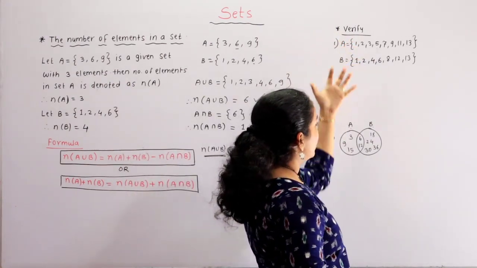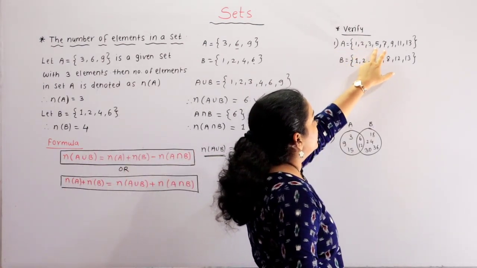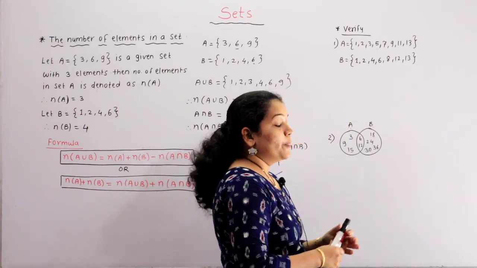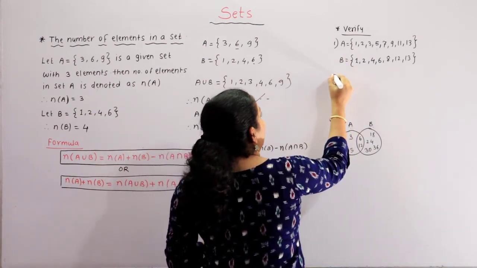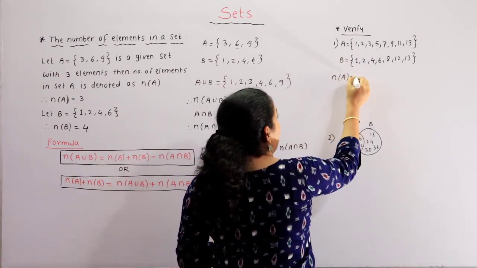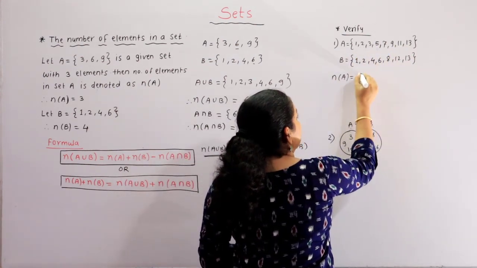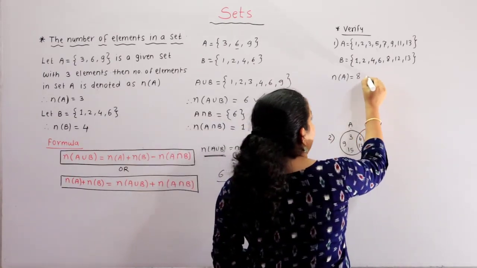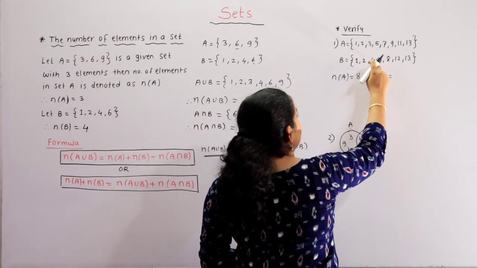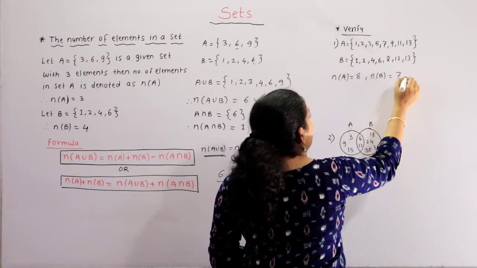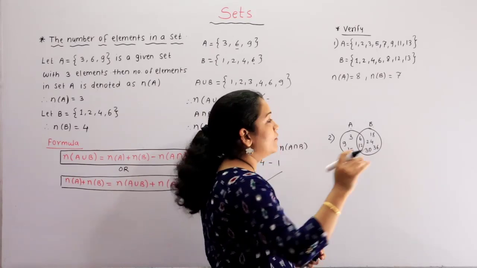Now here I have taken 2 examples. Okay, first, a is equal to 1, 2, 3, 5, 7, 9, 11, 13. Now I have to verify this formula. So first write n of a. n of a, how many elements are there? 1, 2, 3, 4, 5, 6, 7, 8. So n of a is 8. Then n of b, how many elements are present in set b? 1, 2, 3, 4, 5, 6, 7. Total 7.